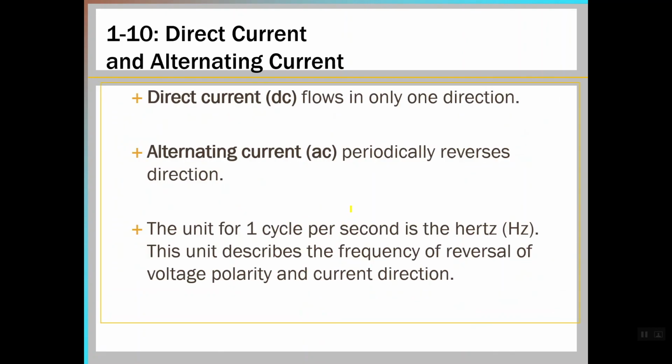A couple more slides and we'll be done. DC current is direct current, flows in only one direction. Alternating current is AC, and it periodically reverses direction. And that period is the frequency of the AC, which we'll get into more when you get into the AC components.